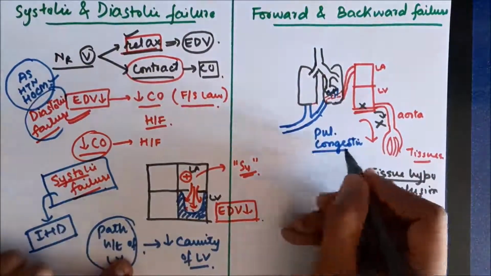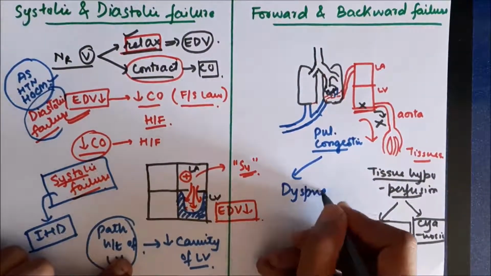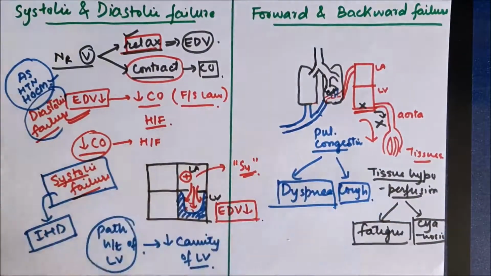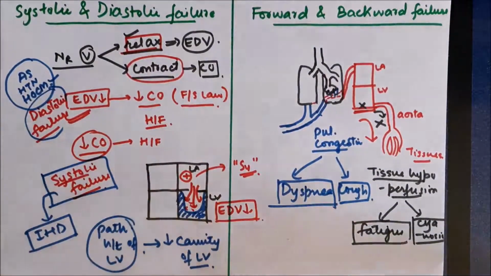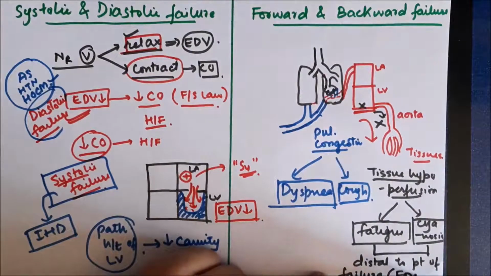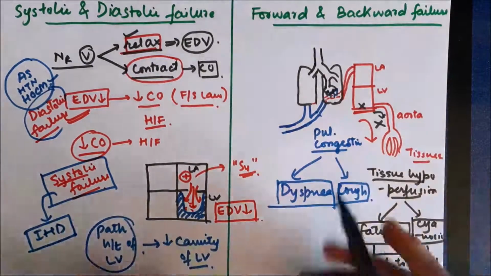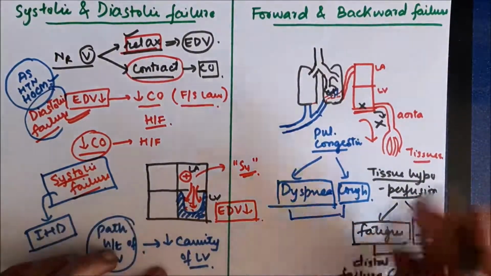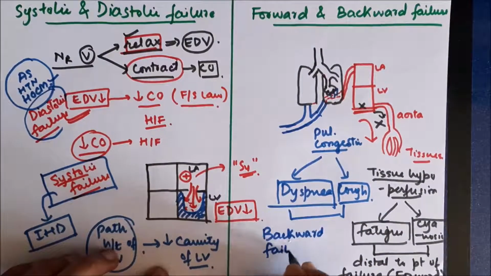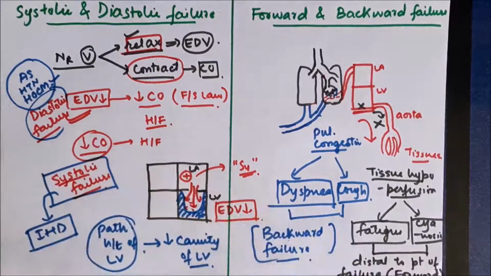Similarly, if we go backwards, there will be pulmonary congestion, and that will result in complications such as dyspnea, dry cough, orthopnea, etc. These complications occur from a point which is proximal to the failure. Complications such as fatigue and cyanosis occur distal to the point of failure, and hence are said to be due to forward failure of the left ventricle. And complications such as dyspnea and cough occur proximal to the point of failure, and are said to occur due to backward failure of the left ventricle.